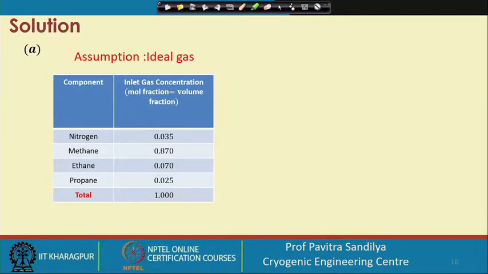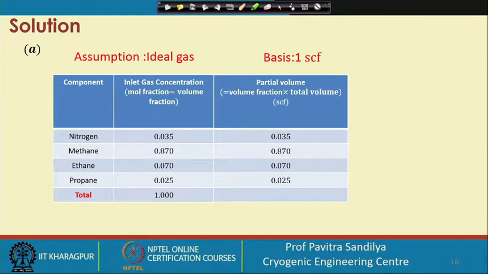Now, we are assuming it to be ideal gas. After assuming ideal gas, we are taking a basis of 1 SCF, that is a standard cubic feet, and with this assumption we find that mole fraction is equal to volume fraction in case of ideal gas. So, if we multiply this volume fraction with this 1 SCF, we will get the partial volume of each of the components, and that is what we have found here.